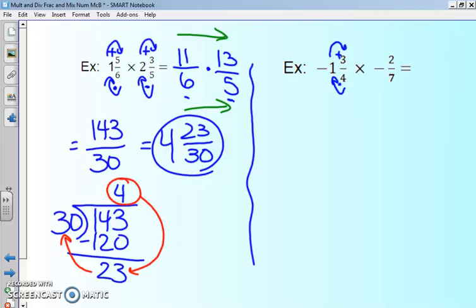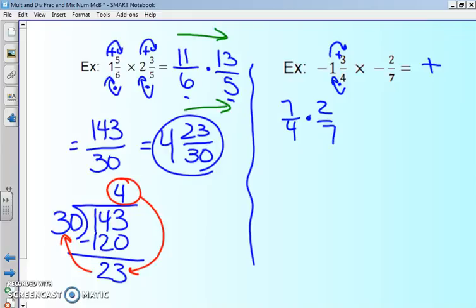Now, since I know my answer is already going to be positive, I can ignore the negatives from here on out. I just have to remember to put them back in my answer. That's the tricky part. So I need 4 times 1 plus 3 is 7/4 times 2/7, which doesn't need to be changed.